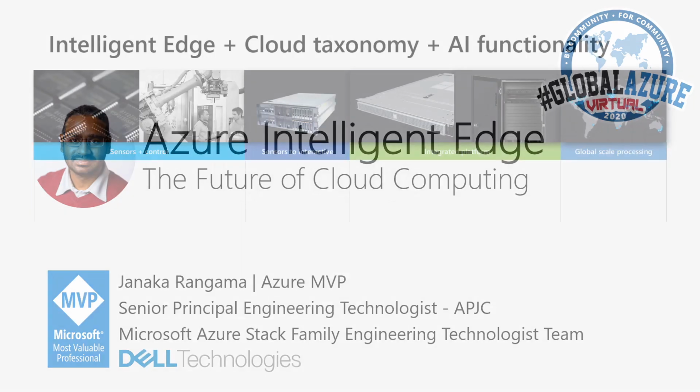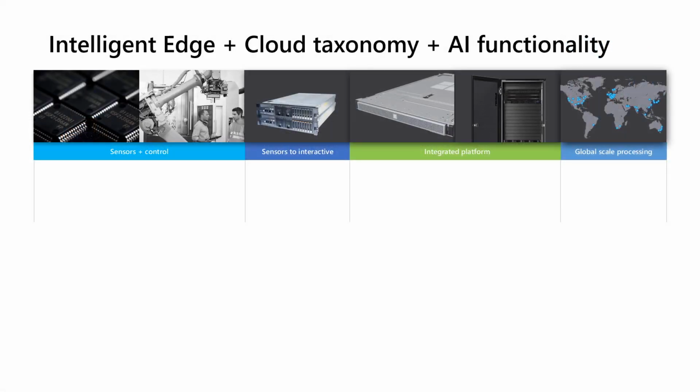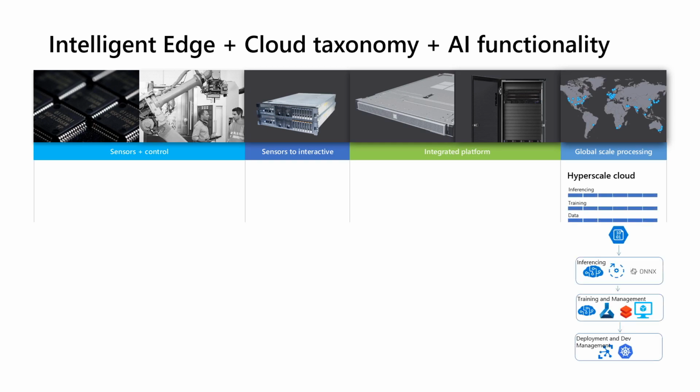First, let's take a look at the intelligent edge and the cloud taxonomy. What are the products and services available from Microsoft to build an intelligent cloud and edge ecosystem? First, you have the hyperscale cloud, that is Microsoft Azure. It provides a plethora of cloud native services to deploy your applications. That includes containerized services, AI services, things like that.